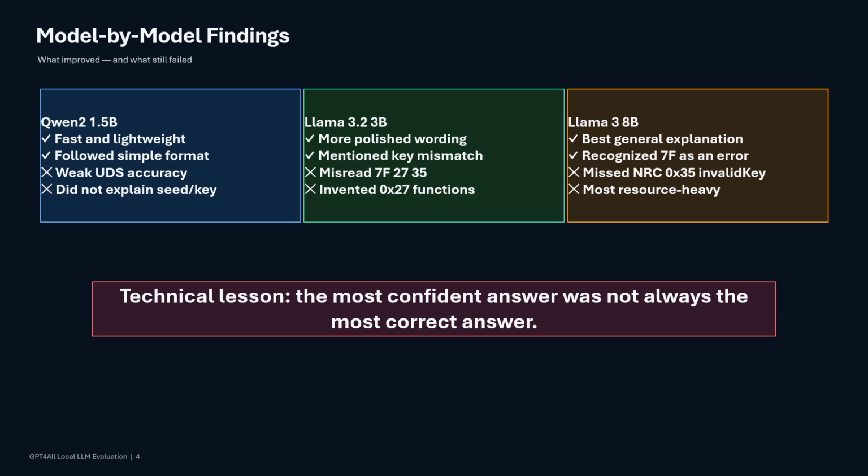Quinn 2 was fast and followed simple instructions, but its technical accuracy was weak. Llama 3.2 sounded more polished and recognized that a key problem could be involved, but it still inaccurately interpreted the negative response. Llama 3 gave the strongest general explanation and recognized 7F as an error, but it still failed to identify base 35 as invalid key. The technical lesson is that the most confident answer is not always the most correct answer.